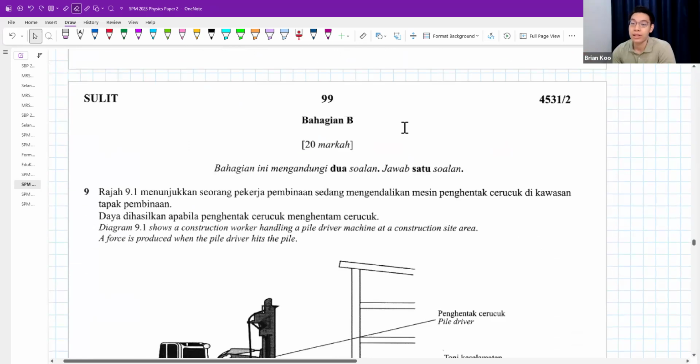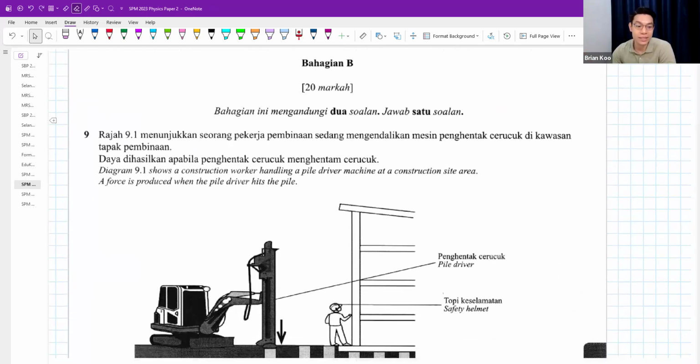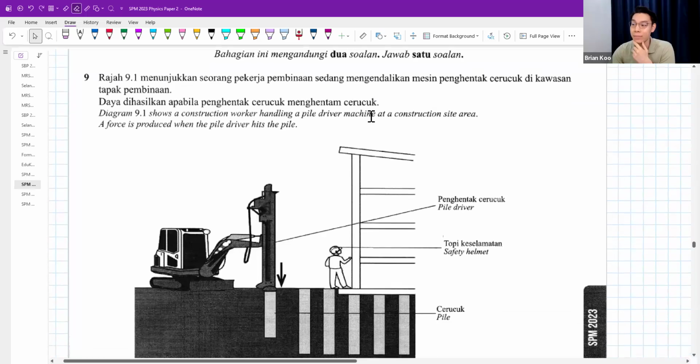Okay. Then question number 9, essay question. It's a 2 choose 1 section. You just have to choose one, but we'll go through both of them. Diagram 9 shows a construction worker handling a power driver machine at a construction site. A force is produced when the power driver hits the pile. Okay, the power driver is going to hit the pile.